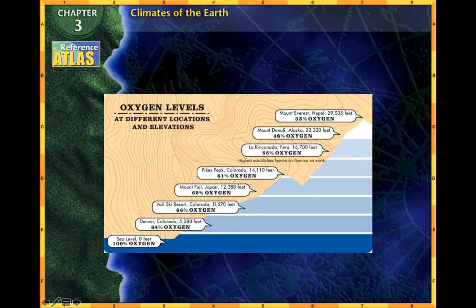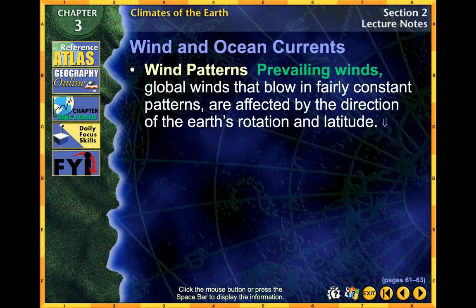And then when you get up to, say, Mount Everest in Nepal, you're at 33% oxygen. Now, there are also the effects of wind and water on Earth and climate. Any air moving across the face of the Earth is called wind. So this is just movement of air.